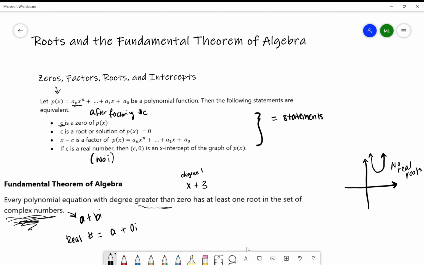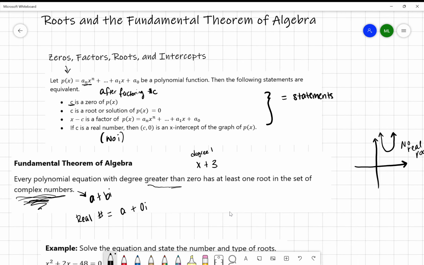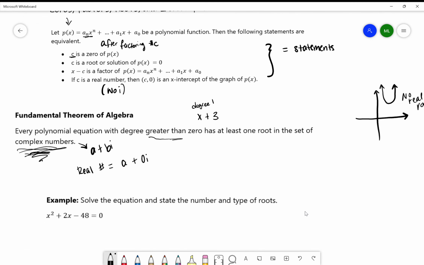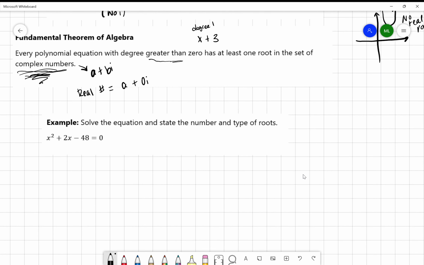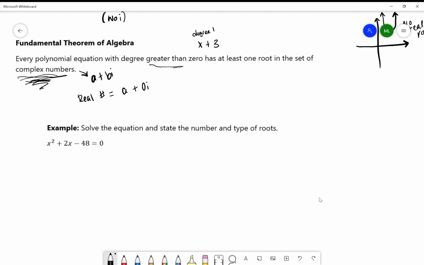So now moving on, let's go ahead and try an example here. This one, we're going to solve the equation and state the number and type of roots. Okay, so let's see what we've got. So let's solve the equation. First things first: x squared plus 2x minus 48 equals 0.